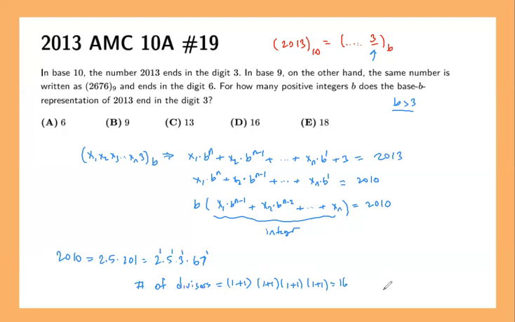So 2010 has 16 divisors, which means b could be any of those 16 divisors. But at the same time, I need to be careful, because at the beginning I said b represents the base for the new number. Since 3 is one of those digits, b has to be larger than 3, right? And that means 1, 2, 3 are also divisors of 2010. So we just need to subtract those 3. That will give us the answer.